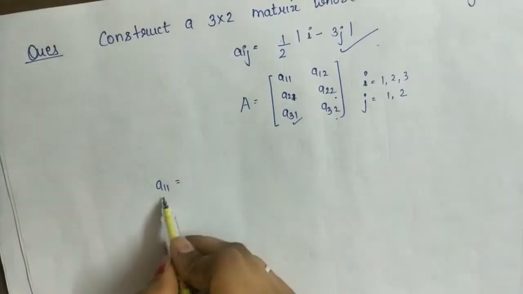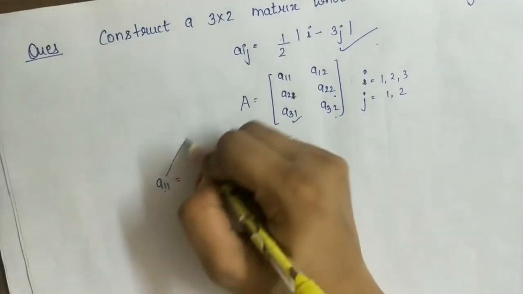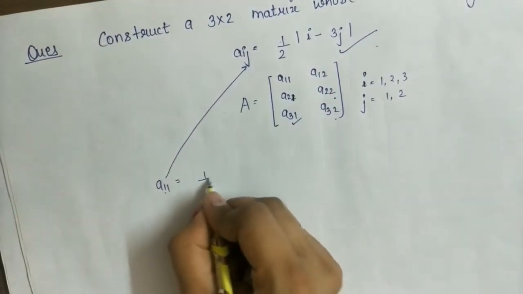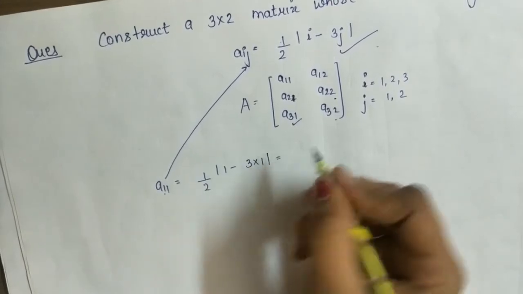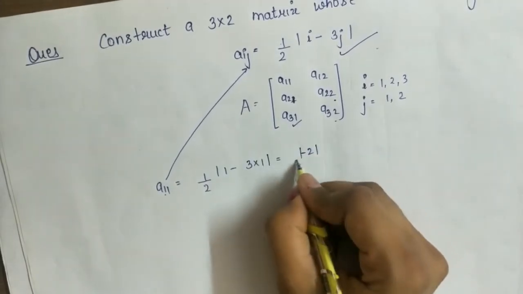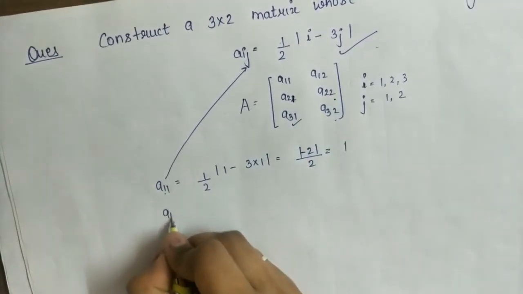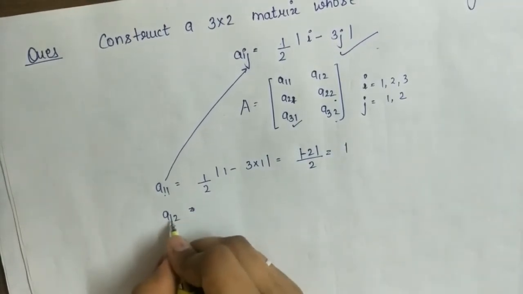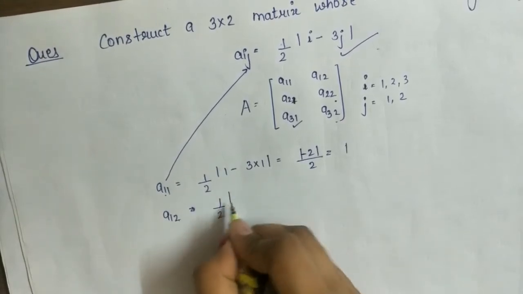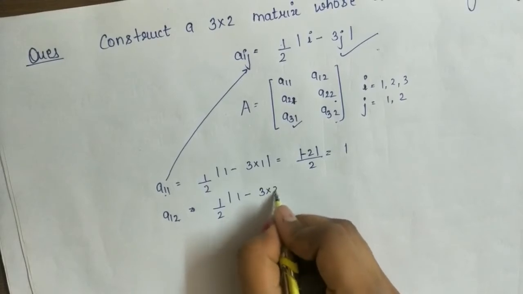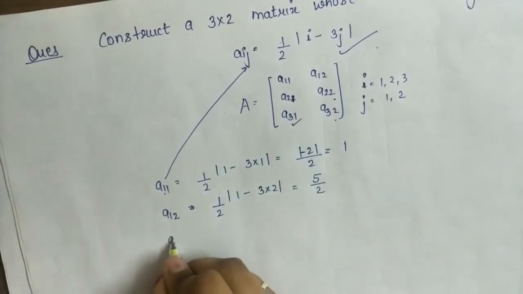A11. Here i is equal to 1, j is equal to 1. Put in this: half of |1 minus 3 into 1|, so minus 2 upon 2. Because of the mod, this is 1. A12. i is equal to 1 and j is equal to 2. Half of |1 minus 3 into 2| is equal to 5 by 2.